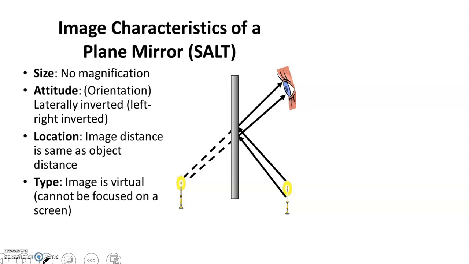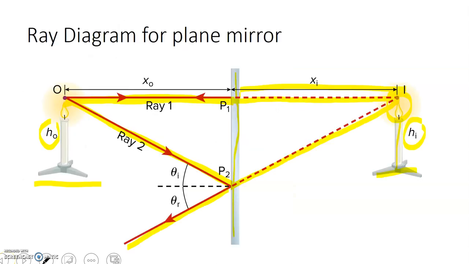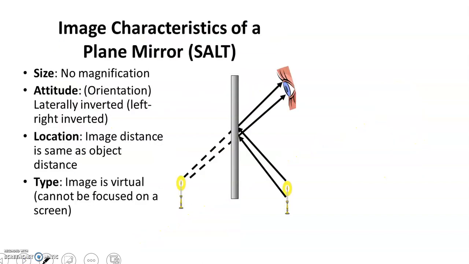Now coming to the location, image distance is the same as object distance. So the distance from the plane mirror to the object and the distance from the plane mirror to the image is the same. A very good example for this is you're standing in front of the plane mirror and you try to move backward. You can see that the image will also be moving backward inside the mirror, making the distance equal. So the distance of both image and object remains the same from the mirror.